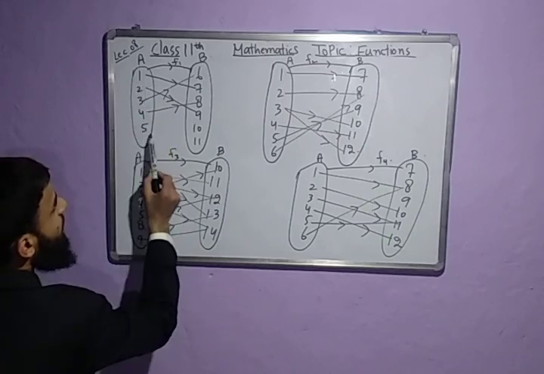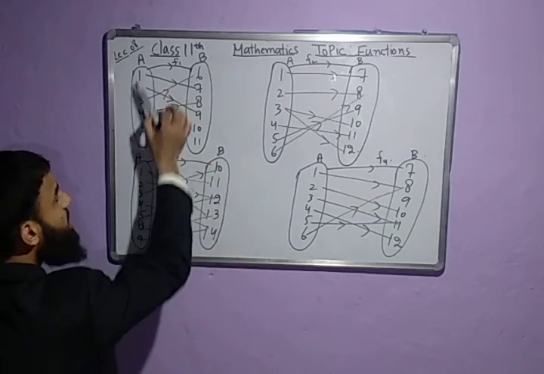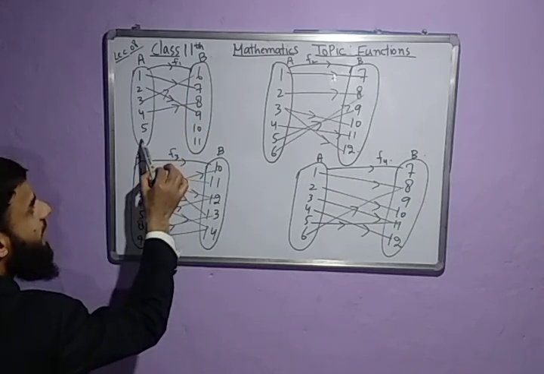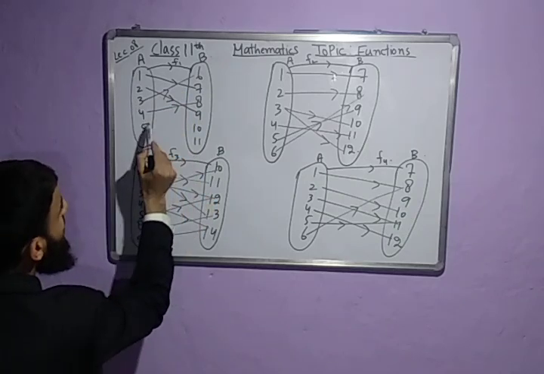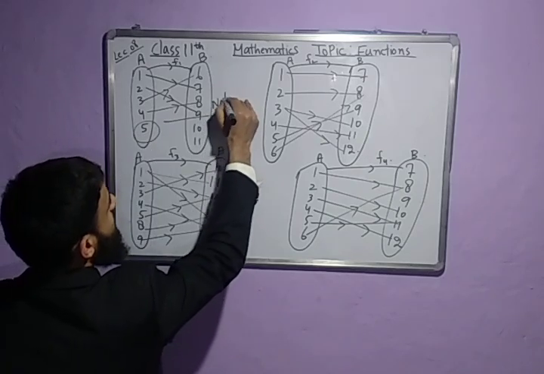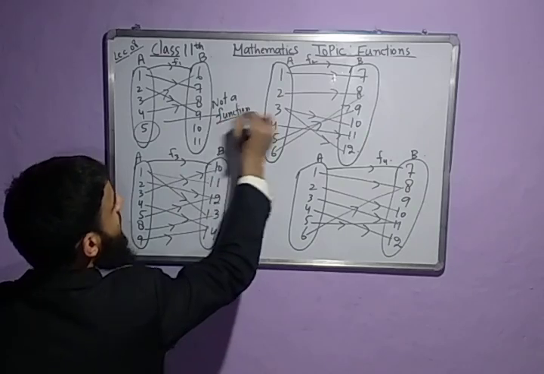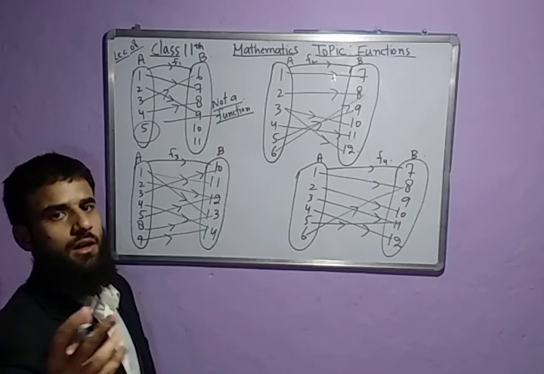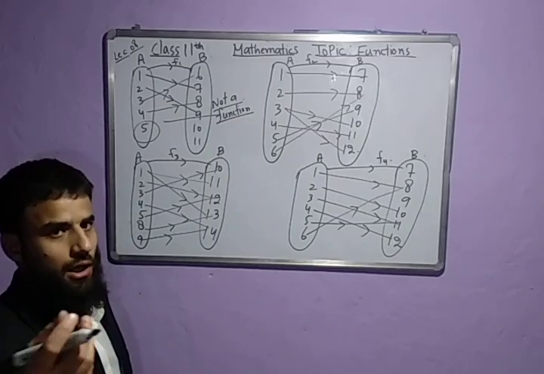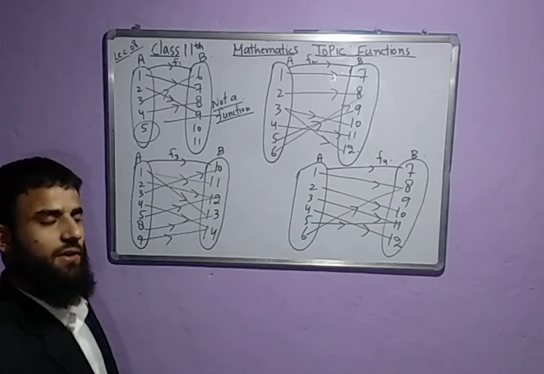First of all, we'll check the first condition. Does each element of A have an image or not? Since here 5 has no image, it cannot be a function. It's very simple. Keep it very simple. These are the two rules which will give you a hint about whether a given relation is a function or not.